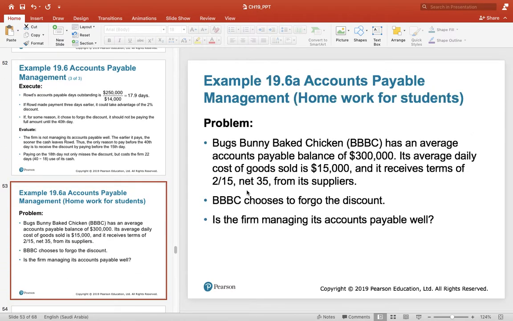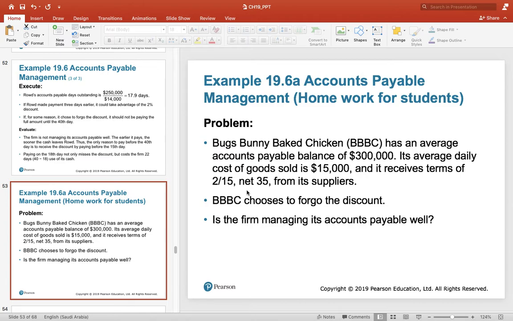You can do this at home. The payable is given, cost of goods sold per day is given, so you can calculate the payable days. That is equal to 300,000 divided by 15,000. That is equal to 20 days.